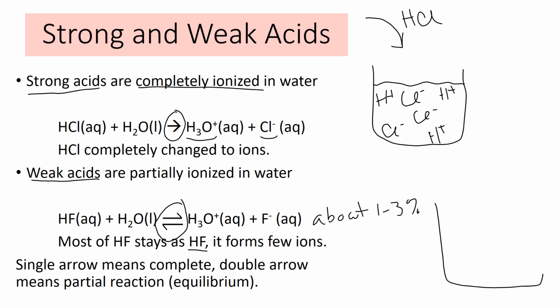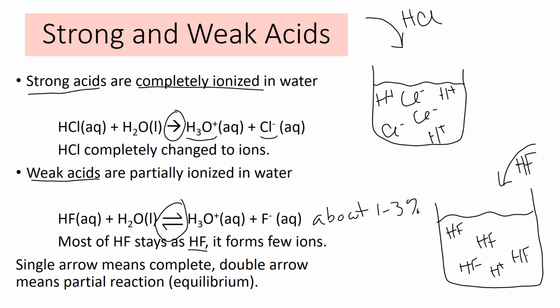So imagine we had a beaker and we put into our beaker hydrofluoric acid, HF. What would happen is most of it stays together as the HF molecule. It's soluble, so it dissolves in the water, but only a very little bit will ionize to H plus and F minus, and most of it stays in the molecular form. So that's the difference between a strong acid and a weak acid. A weak acid is partially ionized, mostly stays in its complete molecular form.